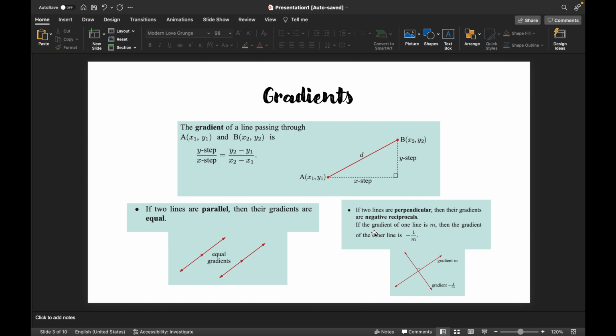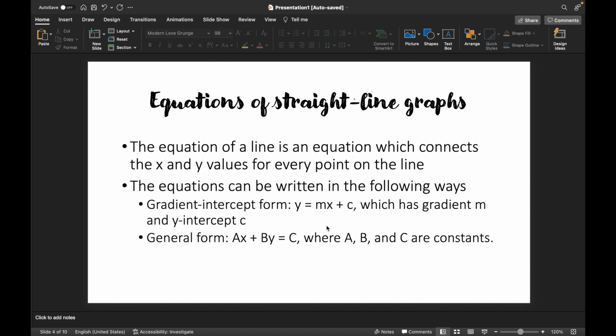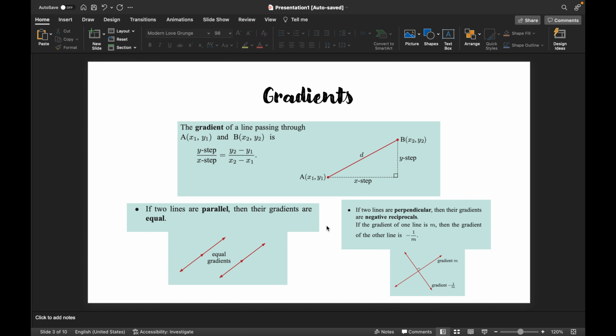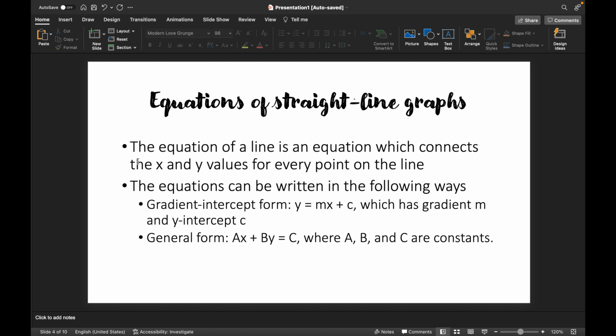Okay, moving on, let's talk about the equations of straight line graphs. So the equation of a straight line is an equation which connects the x and y values for every point on the line. Okay, now I'll show you something. If we find the equation of this line, every single coordinate that we find on this line will satisfy the equation. So that's what we mean by this statement.